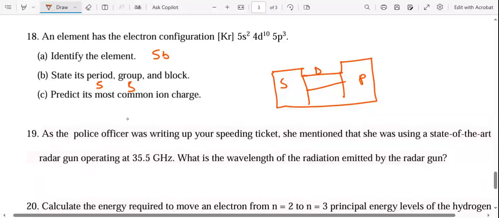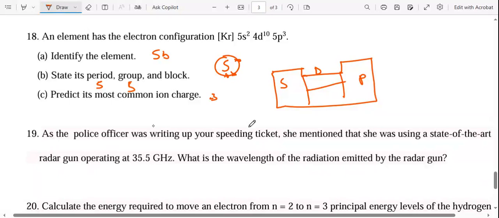Then predict its most common ion charge. What charge can it be giving? It's coming from group 5. All the group 5 elements lack 3 electrons. So the charge that it will be giving is -3, like that. That's the charge it will be giving.